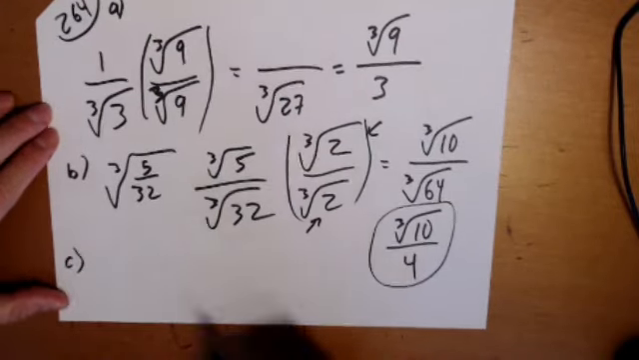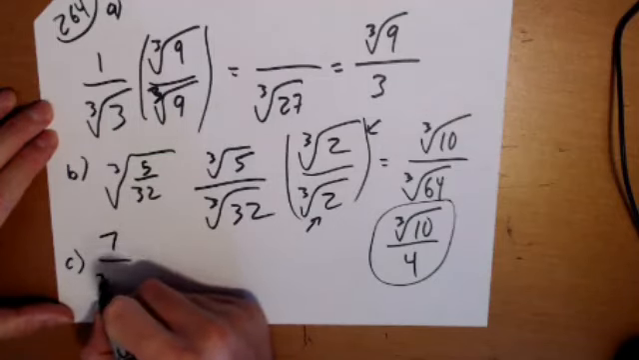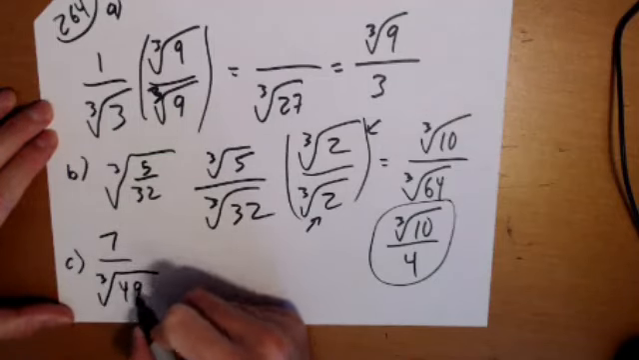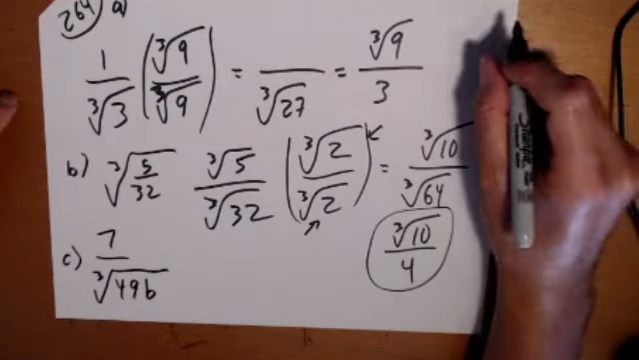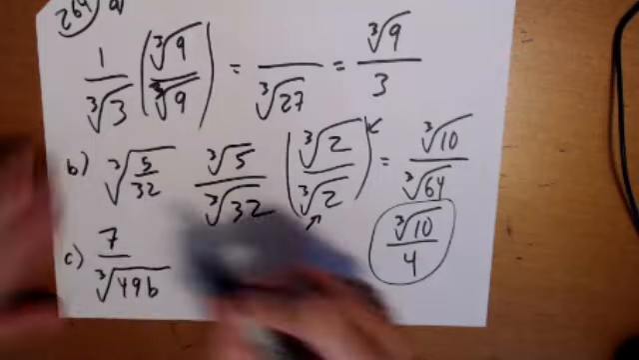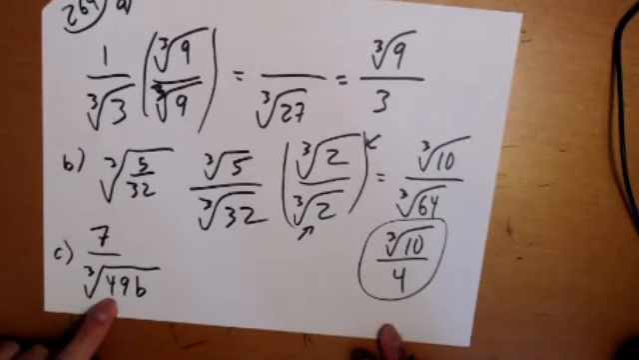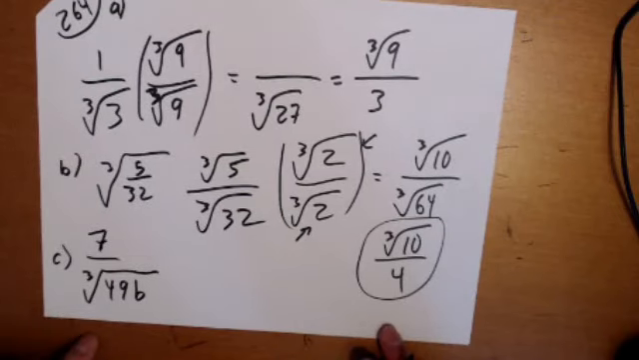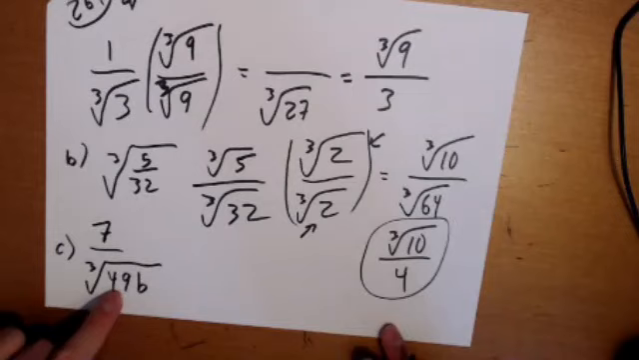Next, 7 over cube root of 49b. Okay, maybe this will help us see it better. 49 is 7 times 7, right? 7 times 7 is 49, but if it's a cube root, let me multiply it by another 7.